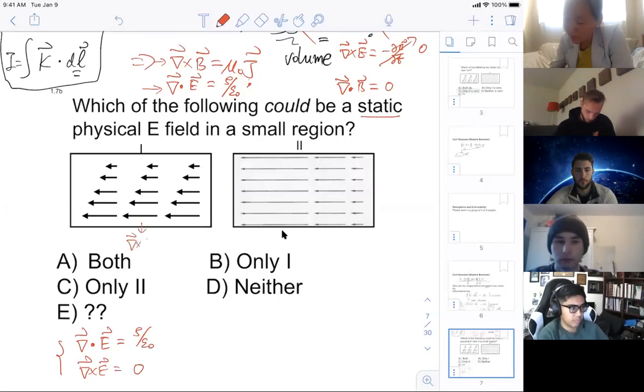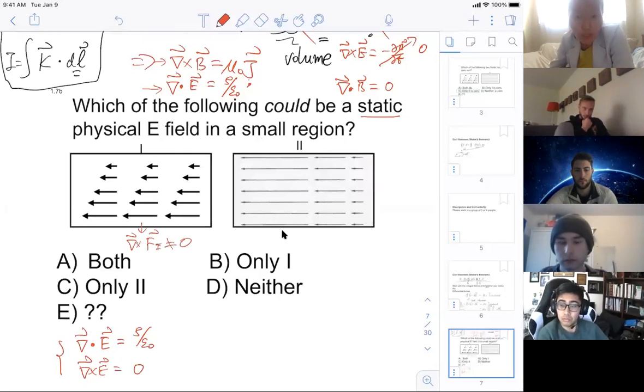The curl of whatever field we're looking at is? It's non-zero. It would turn clockwise. Yeah, it would actually turn. So it's a non-zero curl, and it cannot be our static field. And this one doesn't. We actually worked on the curl of this in the previous class. So this one can be a static E field.